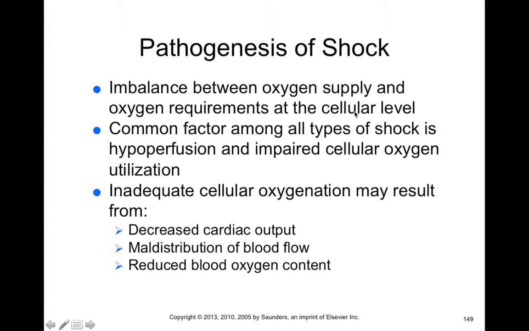this can relate to the heart or blood vessels, and it's basically just going to be inadequate oxygen delivery to your body's tissues. One of the common factors among all the different types of shock is hypoperfusion, so not enough blood perfusion, and also impaired cellular oxygen utilization. So cells might not be able to utilize any available oxygen if it is available. Inadequate cell oxygenation may result from decreased cardiac output, maldistribution of blood flow, or reduced blood oxygen content. And we'll talk about the subcategories of shock that relate to these particular causes.